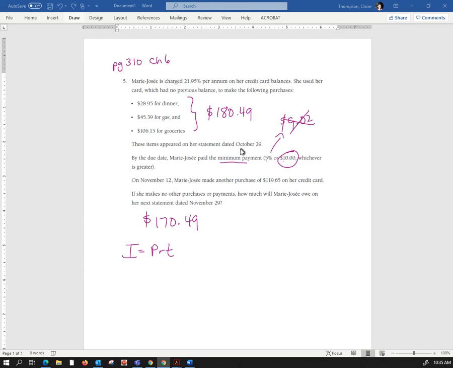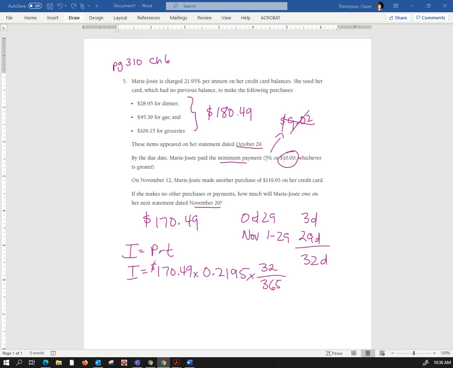Now, the statement date, she's going to be paying interest from October 29th to November 29th inclusive. So what that means is for October, there's going to be 3 days, the 29th, 30th, and 31st. To get us from November 1st to the 29th, that's going to be 29 days, and that gives us a total of 32 days.